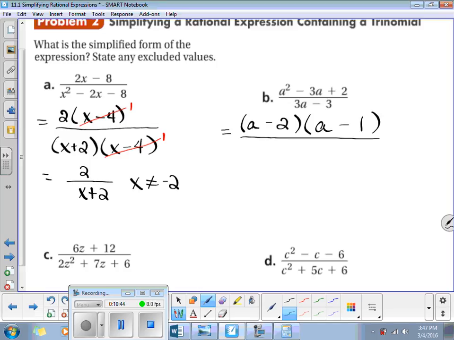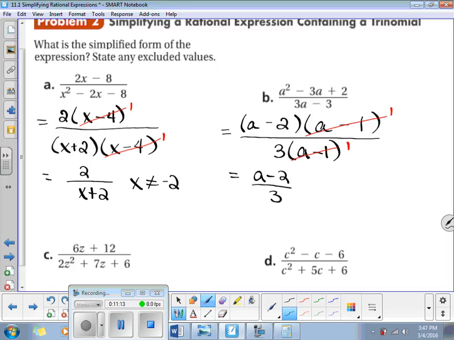That divided by, what can I factor out of the denominator? 3. So we're going to factor out a 3, and we're going to end up with a minus 1. And now we can factor out our a minus 1s. So what we're left with is a minus 2 over 3.